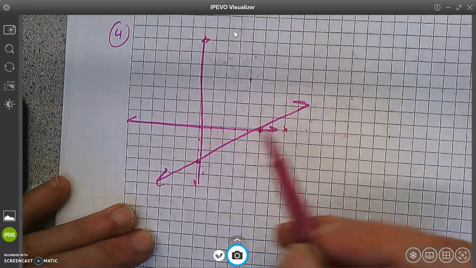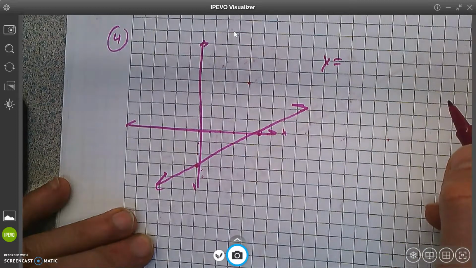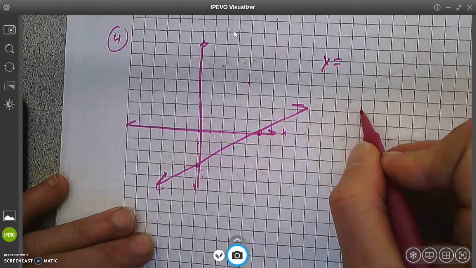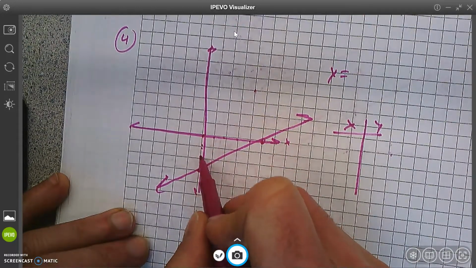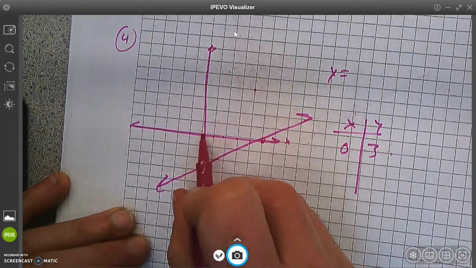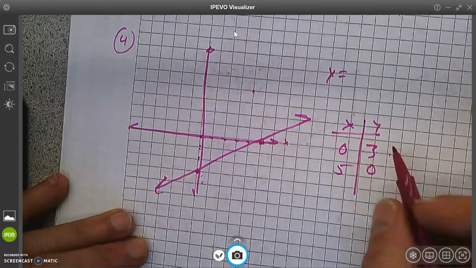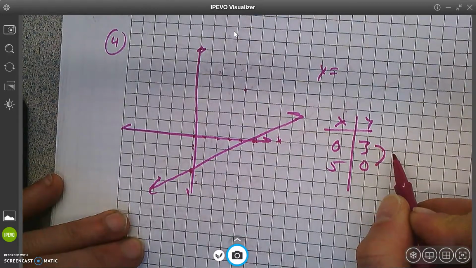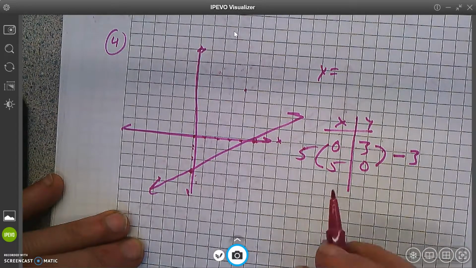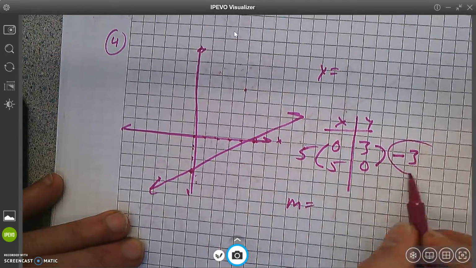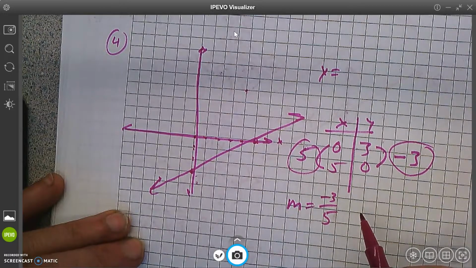Try this. There's only 2 points. What's the slope-intercept form? Y equals what? Ready, set, go. All right, let's see. It's 3 to 0. That's going down 3. 0 to 5, you're going up 5. So your slope, change in y over change in x. Slope is negative 3 over 5.